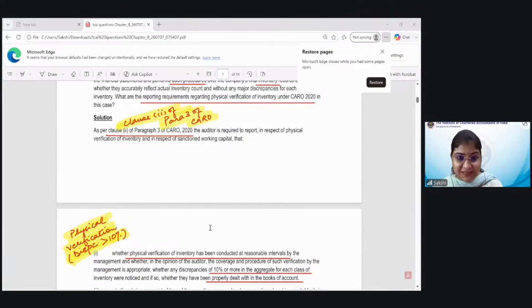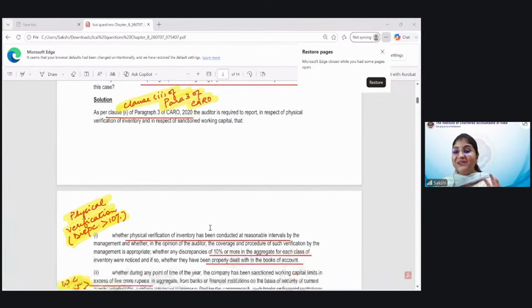Nothing less than this. Okay, promise me, nothing less than this. Just clause 2, not para 2, clause 2, nothing of that sort. Immediately, as it is, this is to be quoted: as per clause 2 of para 3 of CARO 2020. That's it. This is what you have to write.